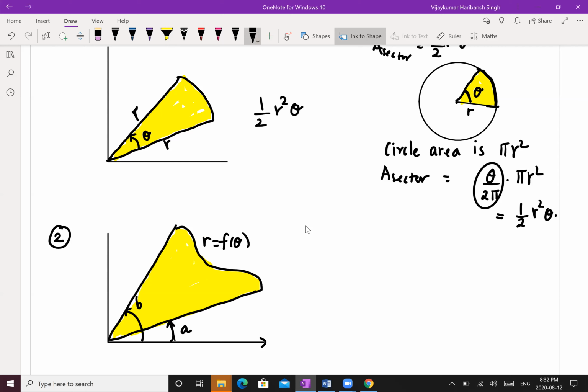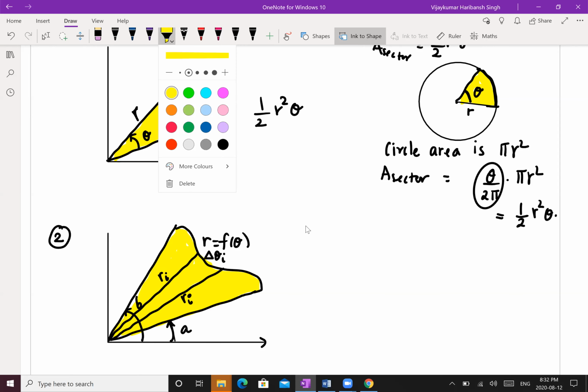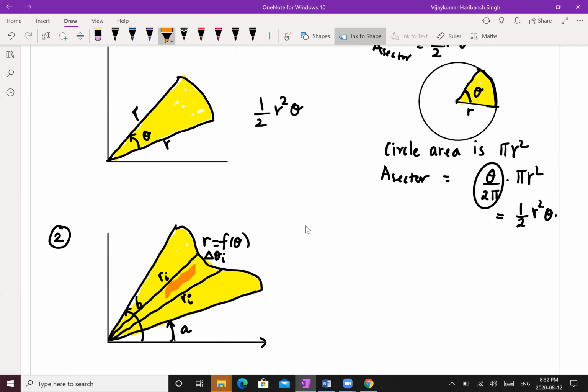So in this case, we'll make circular segments. So let's make a small slice here. Now let this angle be delta theta i. Let this be r i. And if you really take it small, then this will also be r i. And then we are trying to find the area of this slice now. So what is the area of this slice? Okay, so let's find the area of this slice now.